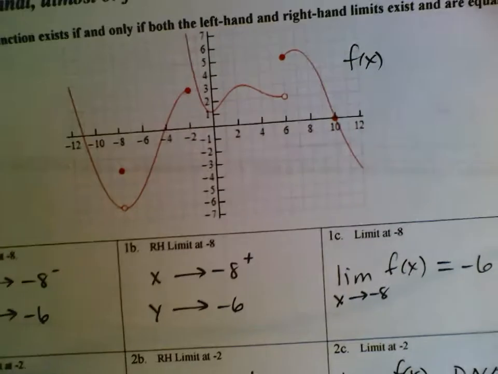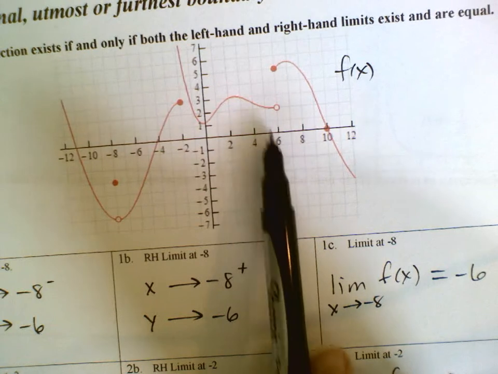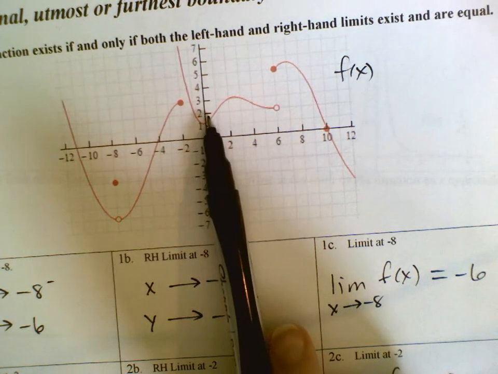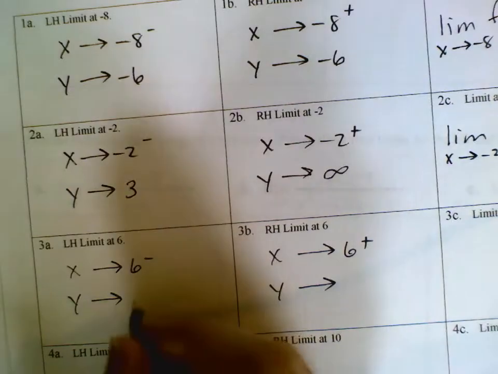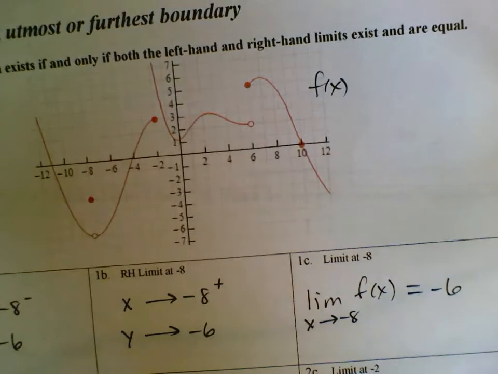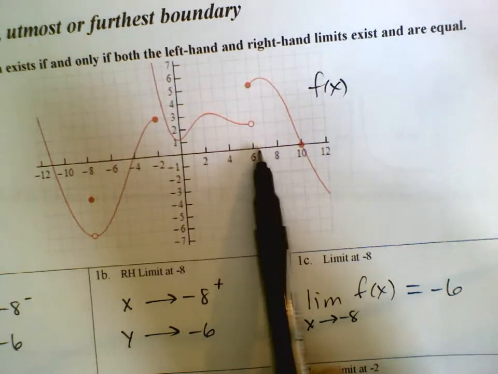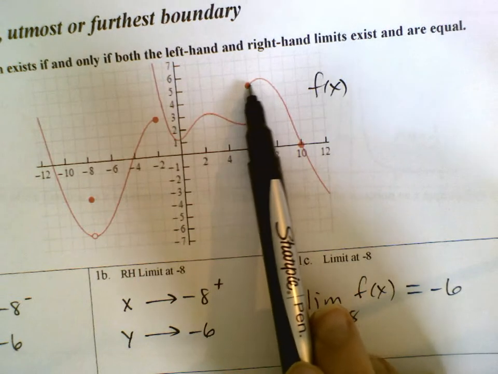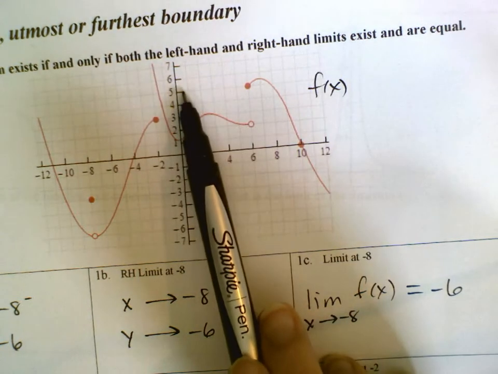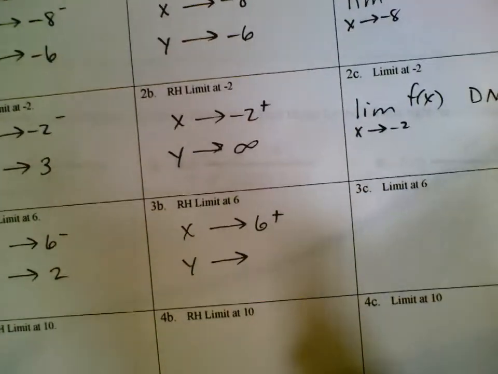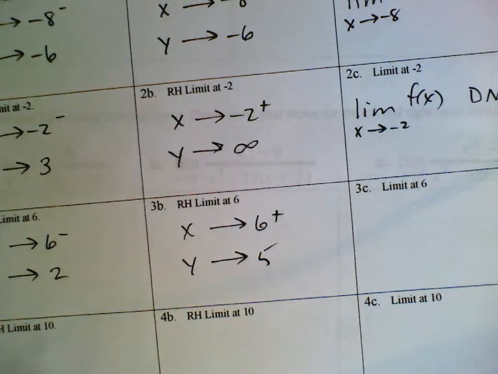Okay, back to the graph. 6 from the left. I'm looking at this part of the graph. The values are just right up above 2. Okay, so as x approaches 6 from the left, y is approaching 2. Now the right. As x's are approaching 6 from the right, I'm looking at this part of the graph whose y values are right above and approaching 5. Okay, so y is approaching 5.